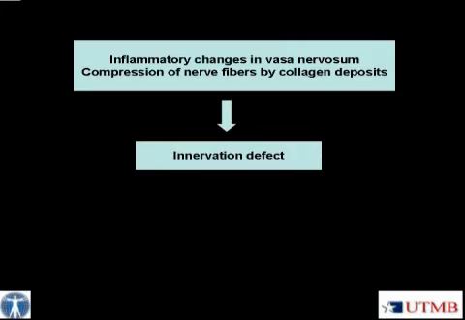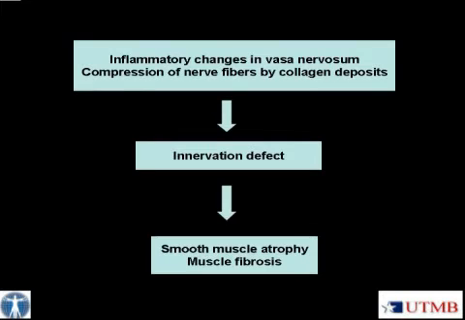The major pathophysiologic mechanism in scleroderma is an innervation defect of the gastrointestinal tract, secondary to inflammatory changes in the vasa nervosum or due to the deposition of collagen that causes compression of the nerve fibers. The resultant ischemic injury is the main reason for denervation of the gut. Eventually, smooth muscle atrophy and muscle fibrosis occur along the GI tract, and these changes are essentially irreversible.